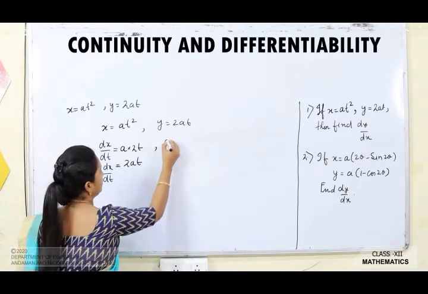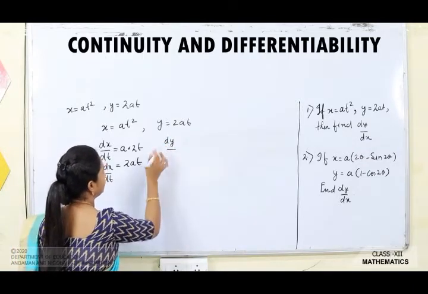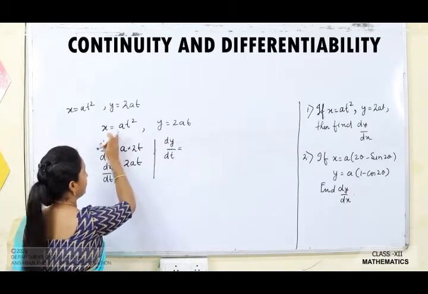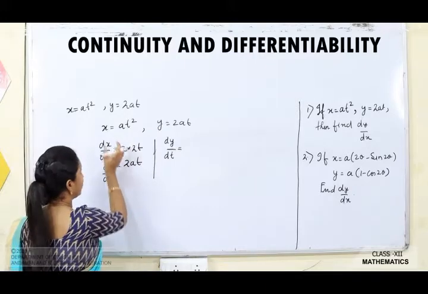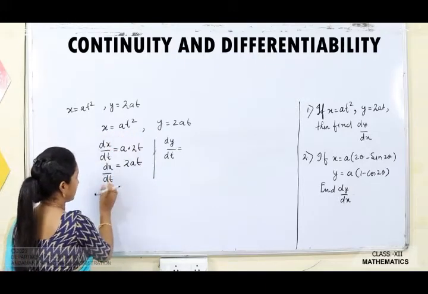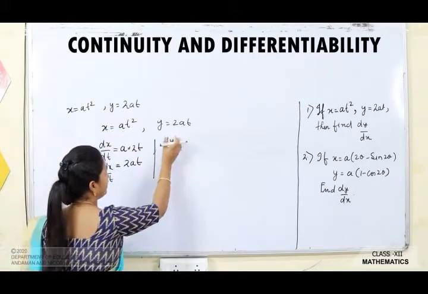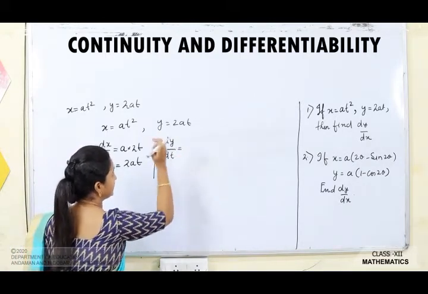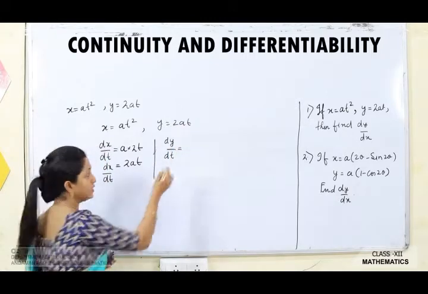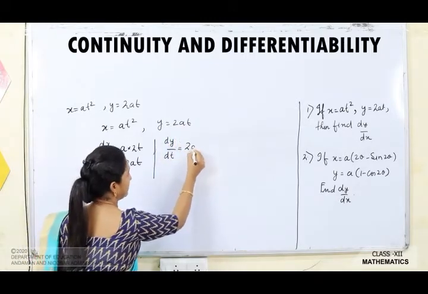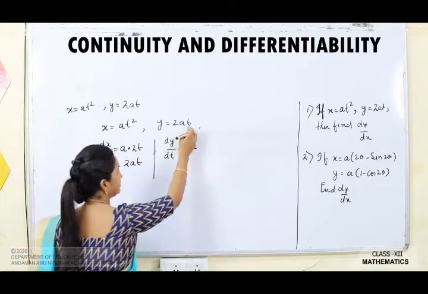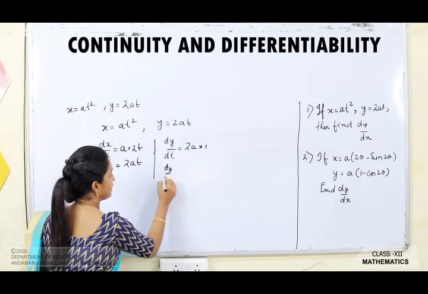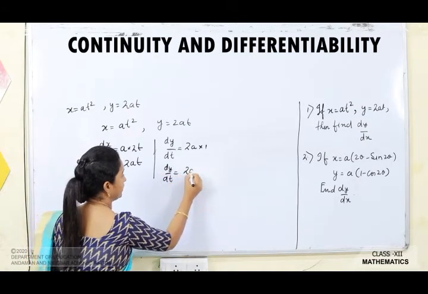Now when you differentiate here dy by dt, you have to differentiate both the variables separately, correct. So x you have differentiated with respect to t and you got the value as 2at, and you are going to differentiate y is equal to 2at with respect to t. So dy by dt is equal to, when you differentiate 2at, 2a is constant, so you will keep it like this 2a, and t when you differentiate you are going to get the answer as 1. So dy by dt is equal to 2a.